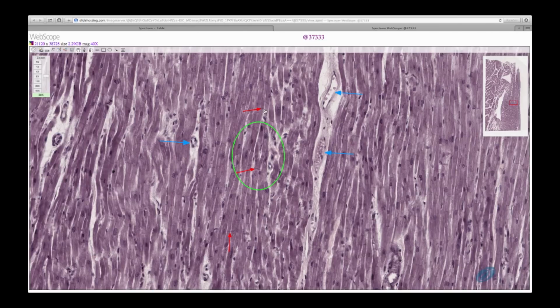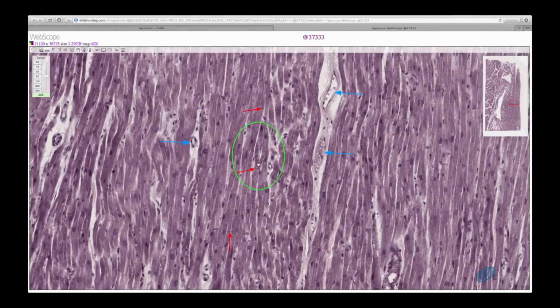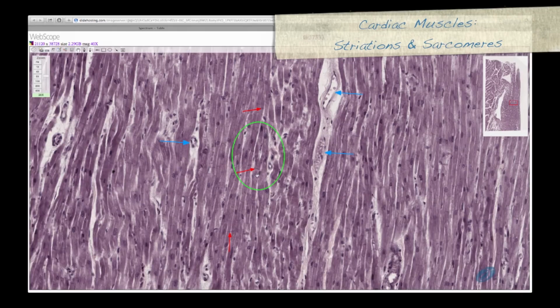Some cardiac myocytes may join with two or more cells through intercalated discs, thus creating branches. Within the green circle, branching cardiac muscle fibers can be seen. Similar to skeletal muscle, cardiac muscle is organized into sarcomeres and it is striated. These striations can be seen here at the tip of my pointer.